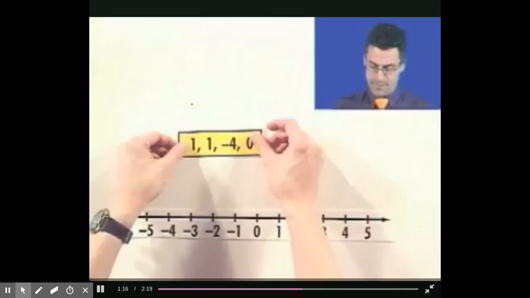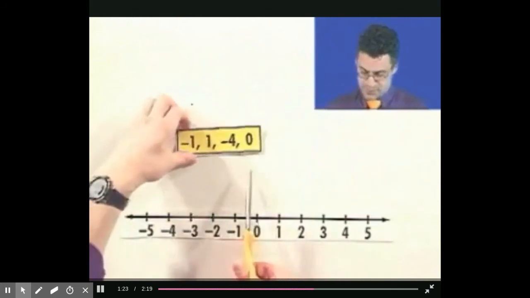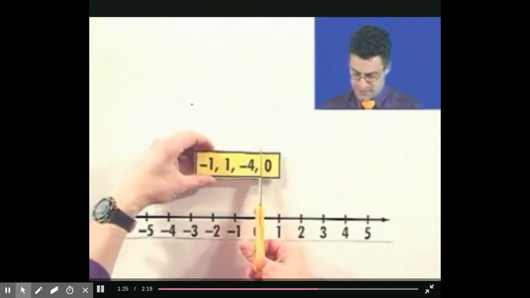So here we've got a bunch of them. Negative 1, 1, negative 4, and 0. So I use the cutting property. Aren't numbers a real cut up?